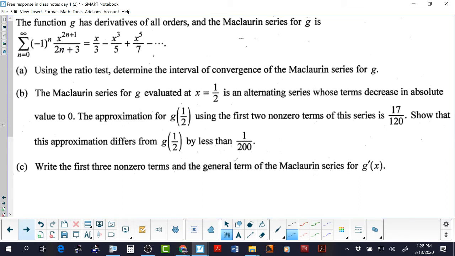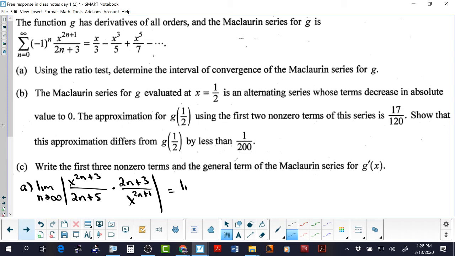The function g has derivatives of all orders, and the Maclaurin series for g is the following. A, use the ratio test and determine the interval of convergence of the Maclaurin series for g. So A, we have the limit as n approaches infinity of the absolute value of x to the 2n plus 3 over 2n plus 5, and then times 2n plus 3 over x to the 2n plus 1.